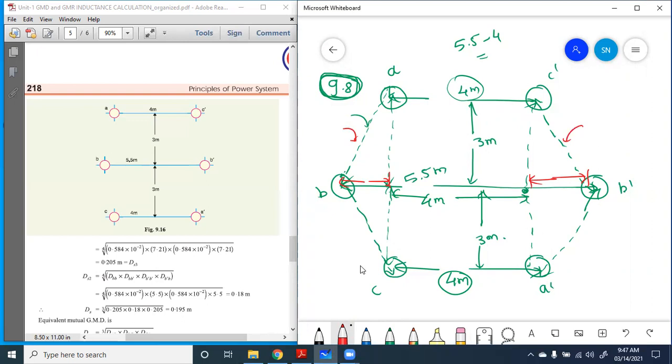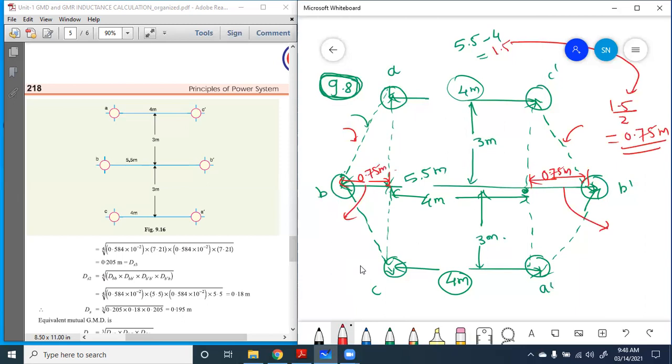What is the distance? The distance becomes 1.5. Now, obviously, this distance and this distance are also the same. That's why 1.5 divided by 2. Here again we are getting 1.5 divided by 2, that is 0.75 meters. So this is 0.75 meter and this is 0.75 meter.